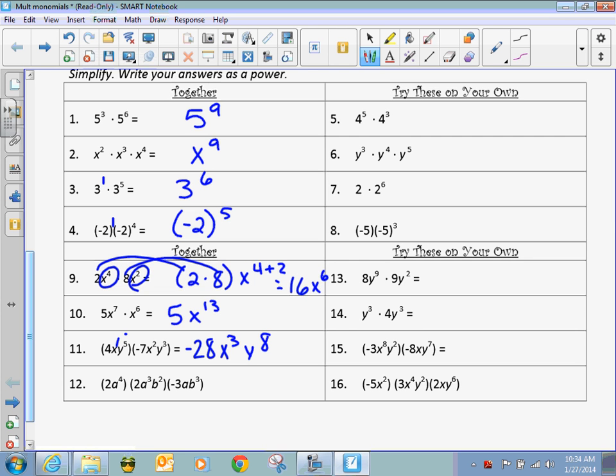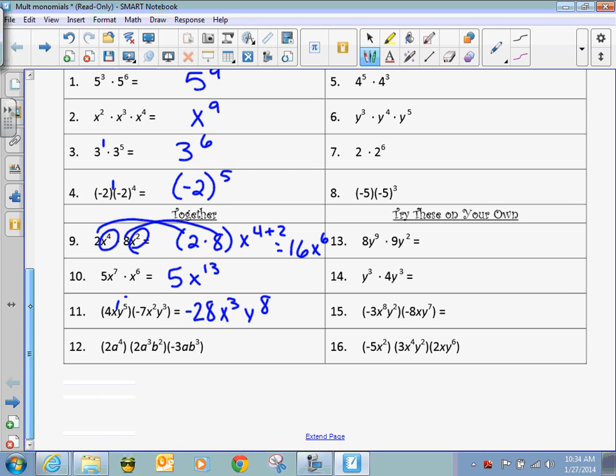All right, let's get into it for this number 12. Here comes some fun, right? So I have, let's do our numbers first. 2 times 2 times negative 3. So I'll have negative 12.